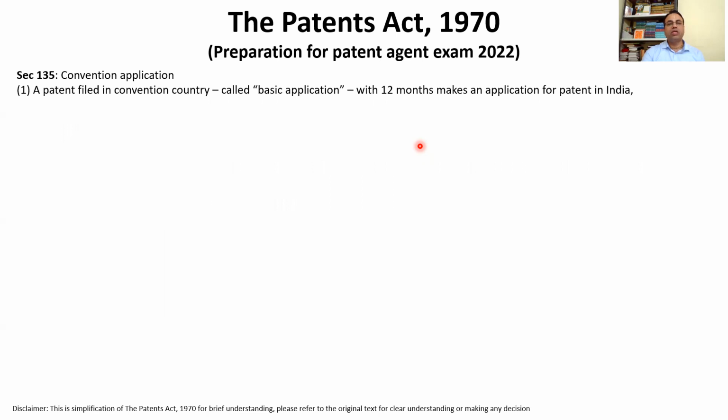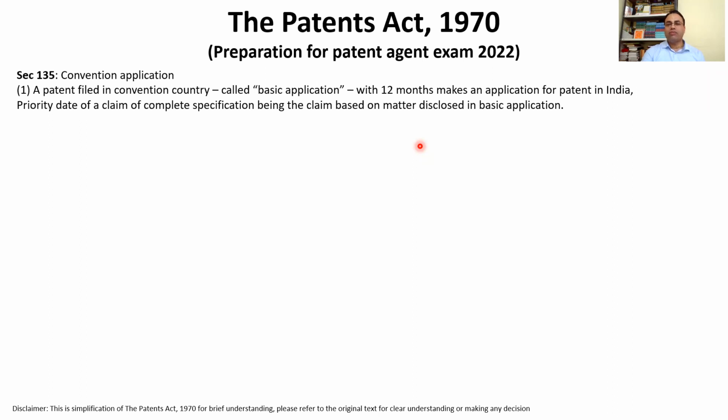Then 135, convention application. Very simple one. A patent filed in a convention country is called the basic application. So if a patent is filed in any country, the first patent is called the basic application. And then within 12 months, we need to make an application for patent in India. And the priority date of a claim of the complete specification is based on matter disclosed in the basic application.